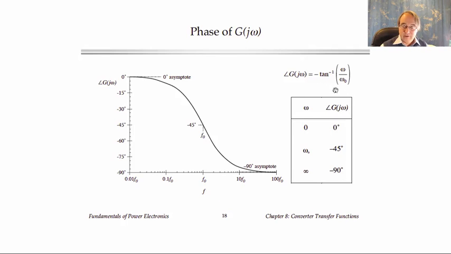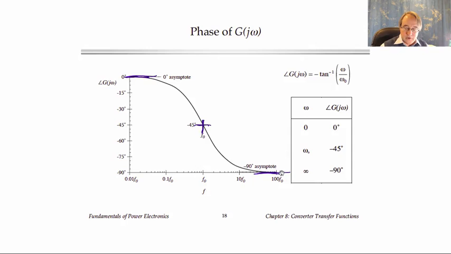So as in the magnitude, we might look at the asymptotic behavior. What happens to this function for omega much less than omega naught? Well, we find that the function tends towards a 0-degree asymptote at low frequency. And likewise at high frequency, with omega much greater than omega naught, the function tends towards a constant asymptote of minus 90 degrees. At the corner frequency, omega equals omega naught, you get minus the arctangent of 1, which is minus 45 degrees. So right here at the corner we're at minus 45.